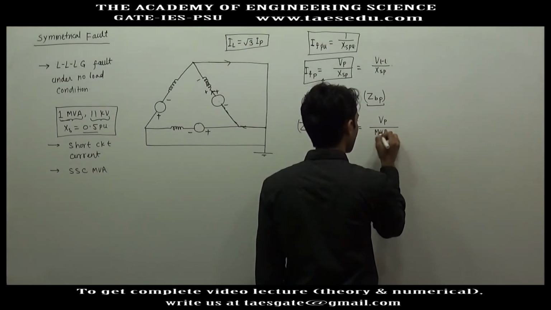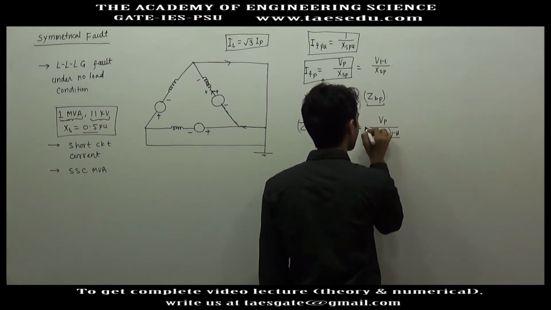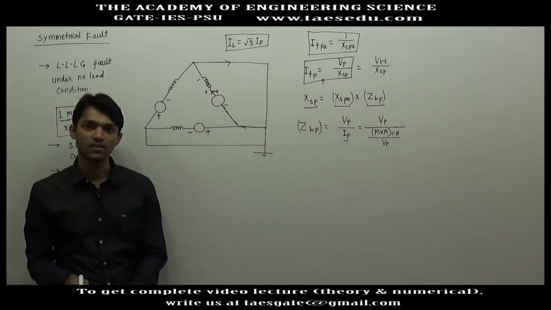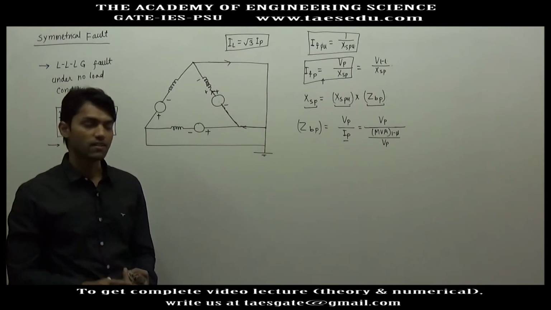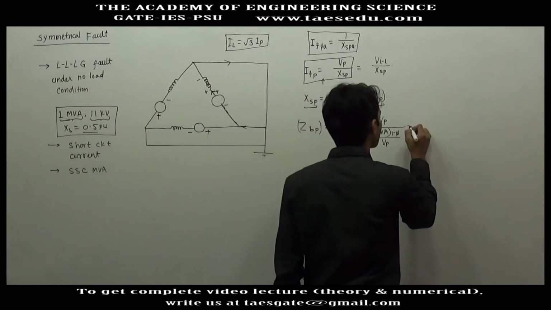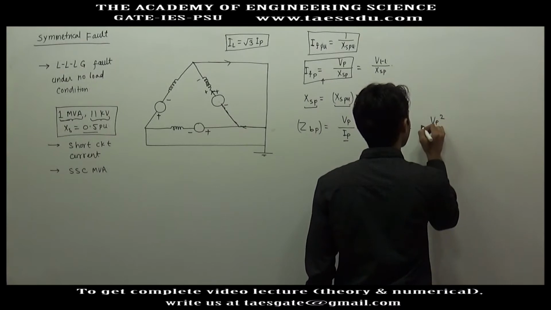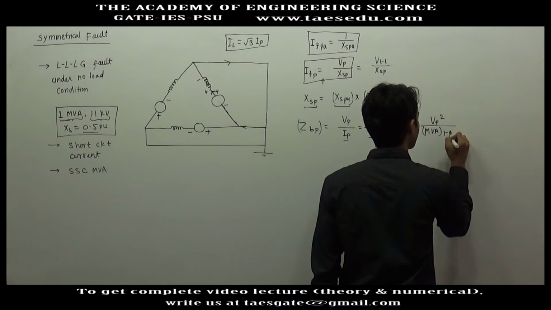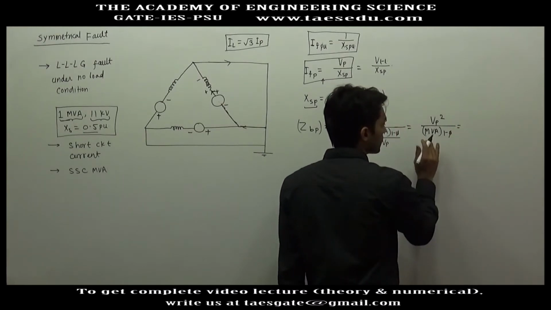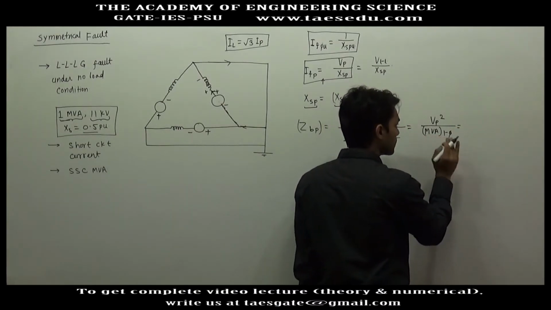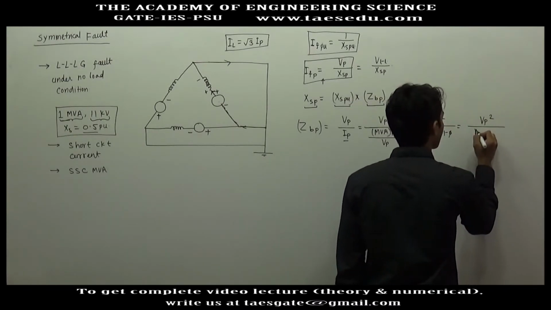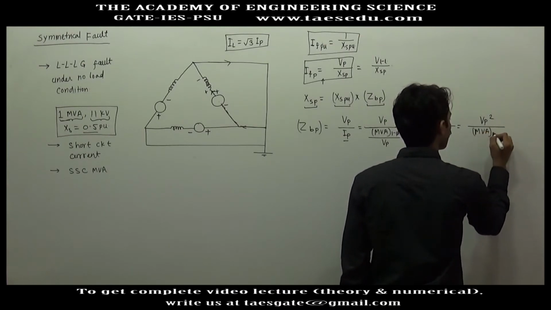Phase voltage divided by phase current will be per phase voltage divided by per phase MVA. Per phase voltage into per phase current will give you the MVA rating of a single phase. This is nothing but Vp square divided by the MVA rating of single phase. And what is the MVA rating of single phase? This can be written in terms of the MVA rating of three phase.